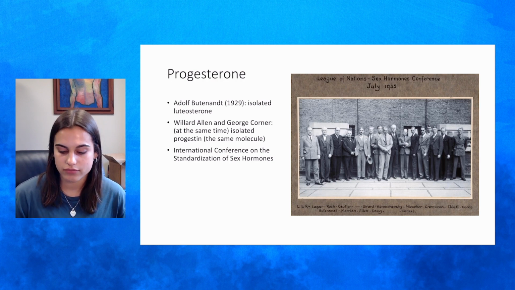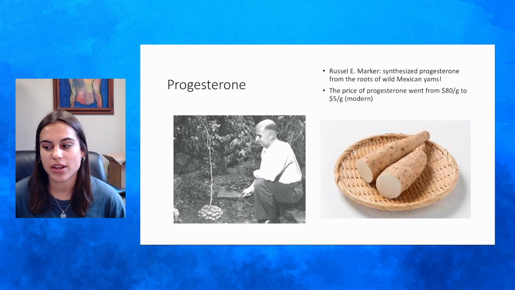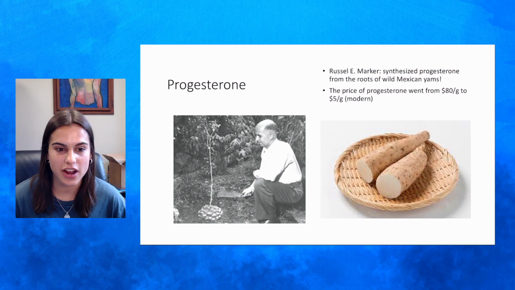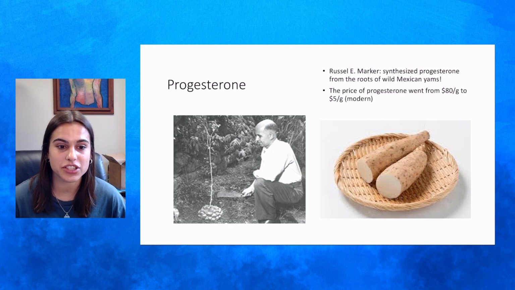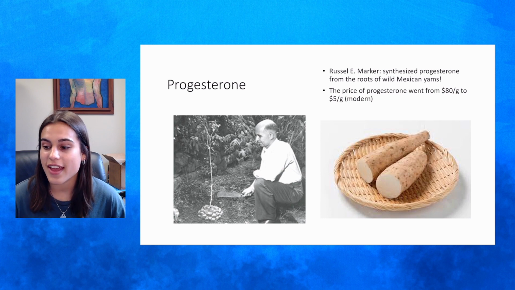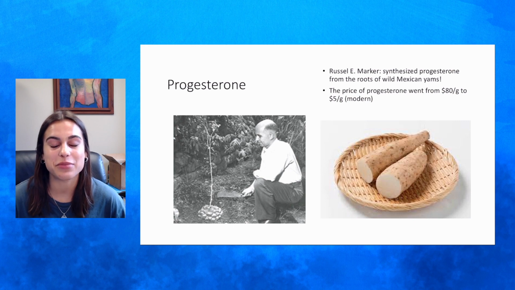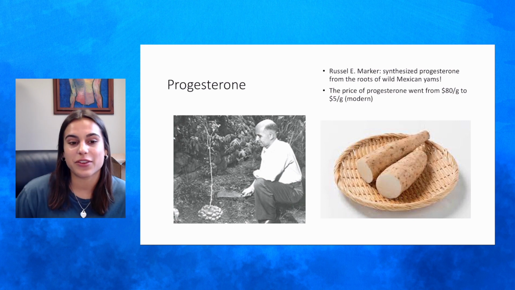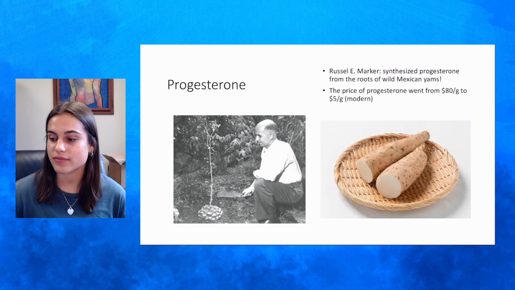So unlike estrogen, progesterone couldn't be extracted from one source. The first isolation actually came from sheep ovarian follicles and later from their wool. It was also extracted from cattle brains and spinal cords. So this made obtaining even 1 gram of progesterone really, really difficult and really expensive.